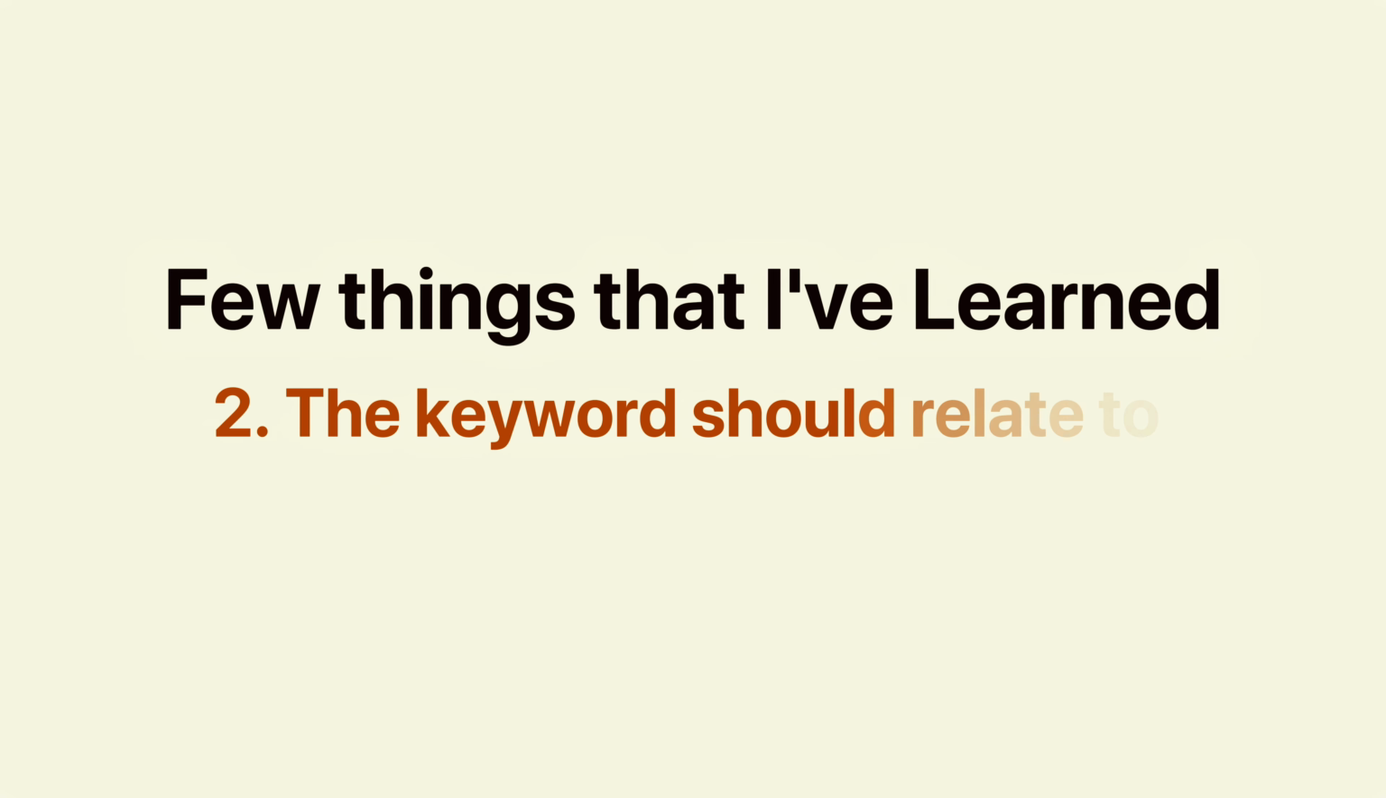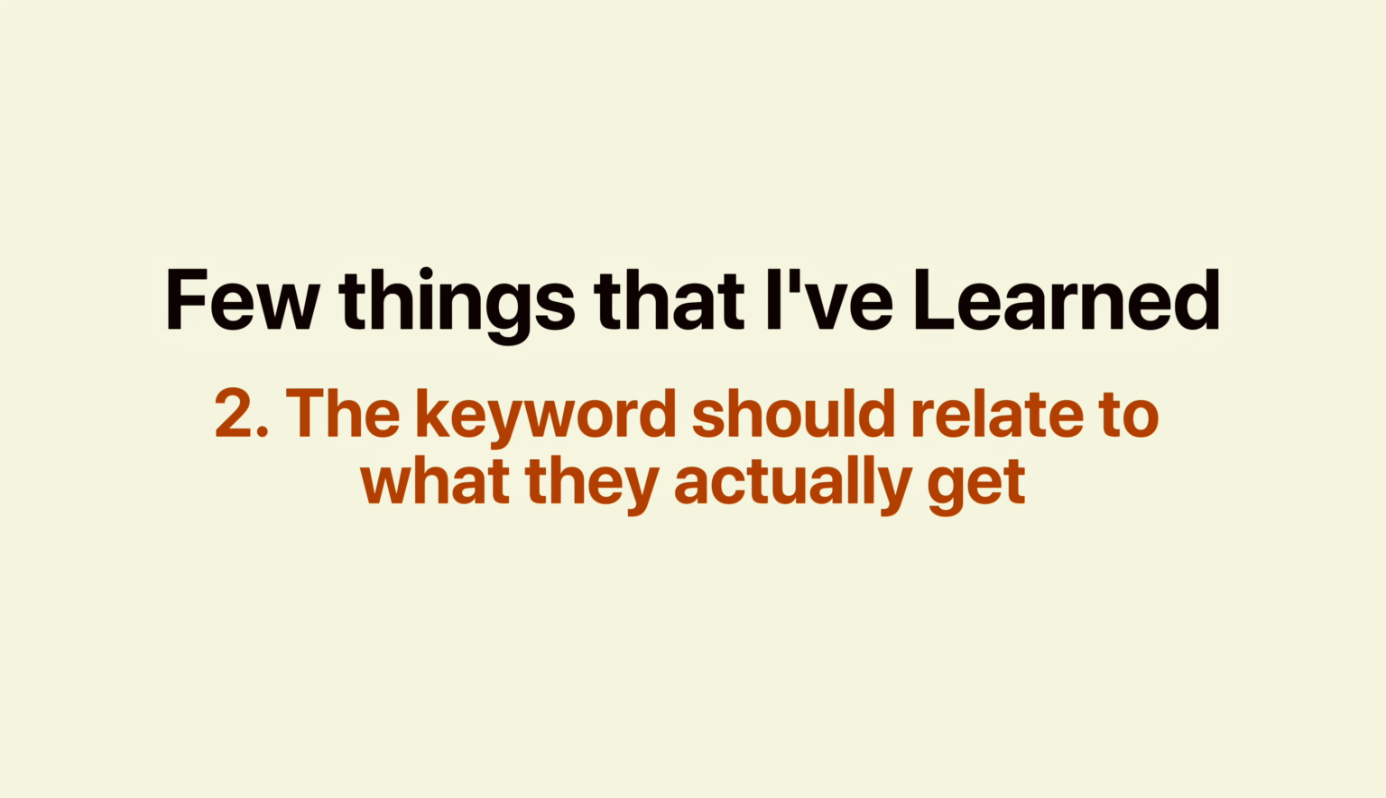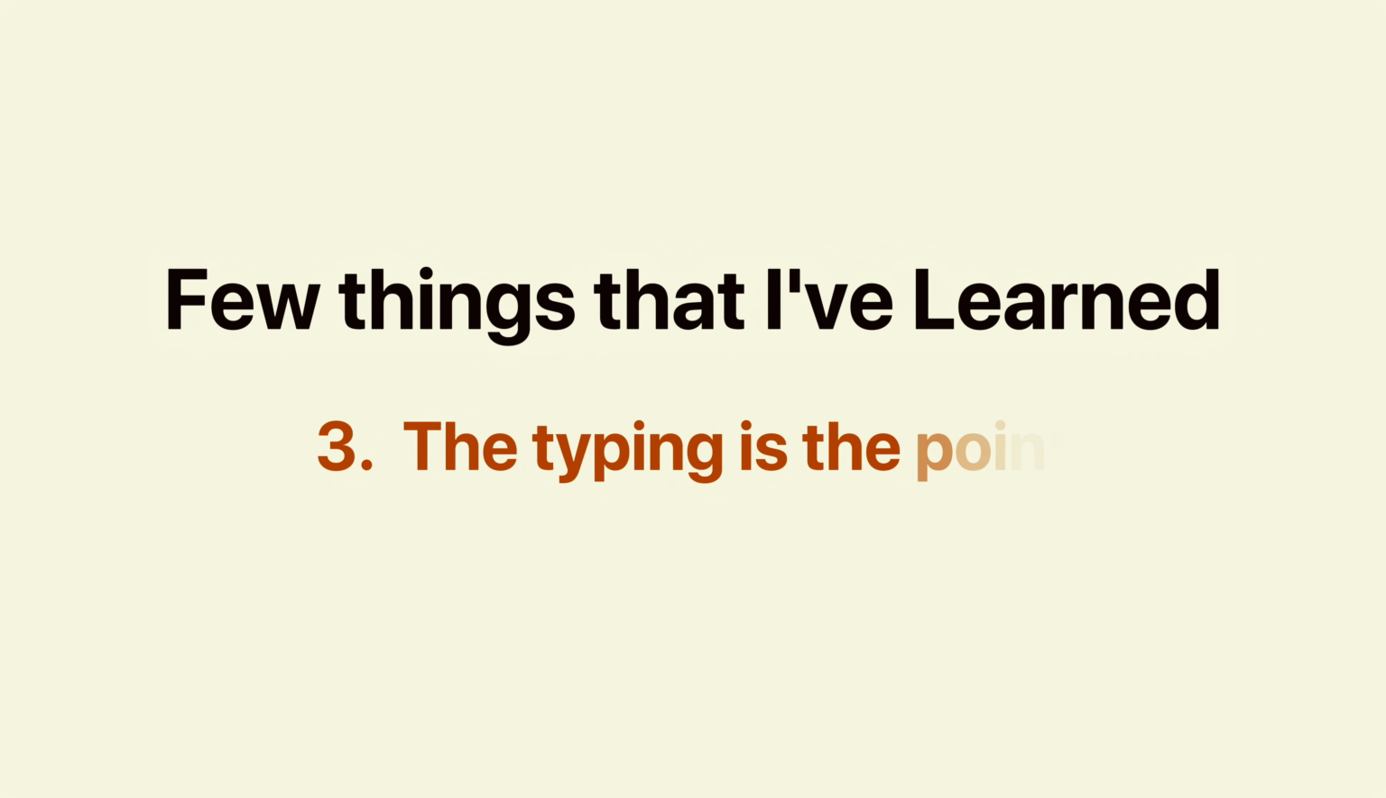And number 2, the keyword should relate to what they actually get. So don't make it clever. Clever always loses. Just make sure that it's relevant. And number 3, this is the important one. The typing is the point. That tiny bit of effort is your first filter. The scrollers, the people who are never going to buy it anyway, they don't type. The people that have a problem and they're looking to get it solved, they're the ones that type. So don't think that this is going to get in the way. This is a really important part of the step.